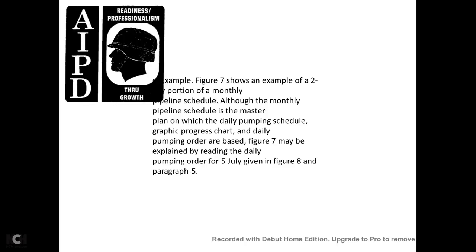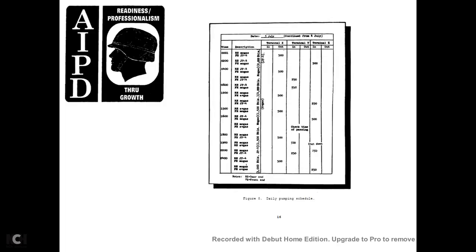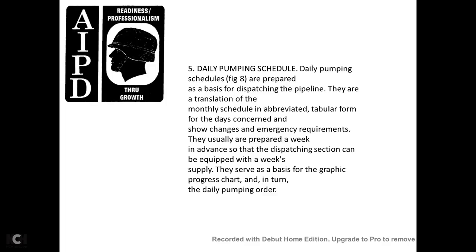Figure 7 shows an example of a portion of a monthly pipeline schedule, the master plan on which the daily pumping schedule, graphic progress chart, and daily pumping order are based. Reading the daily pumping order of July 5th is given in figure 8 in paragraph F. 5. Daily pumping schedule. Daily pumping schedules are prepared on the basis of the dispatching pipeline. They are a translation of the monthly schedule, an abbreviated tabulation for the days concerned.